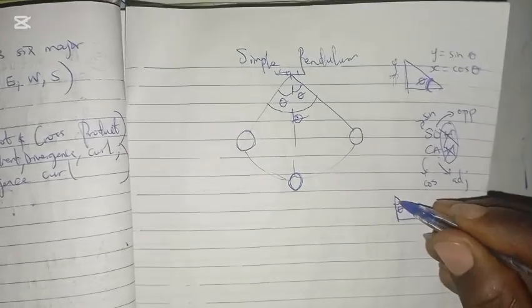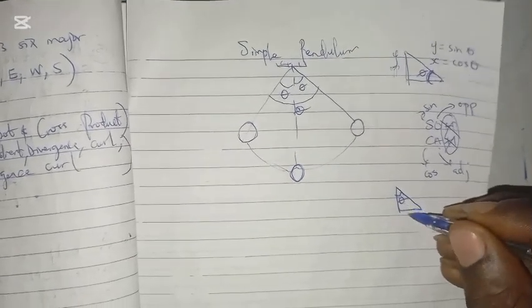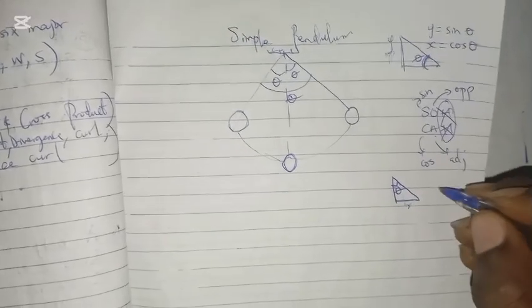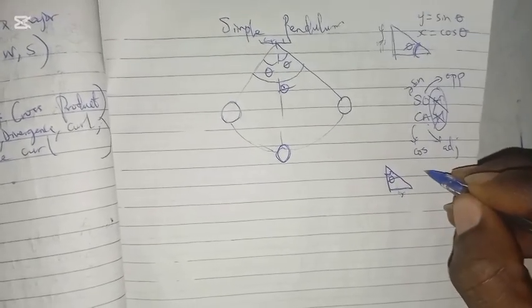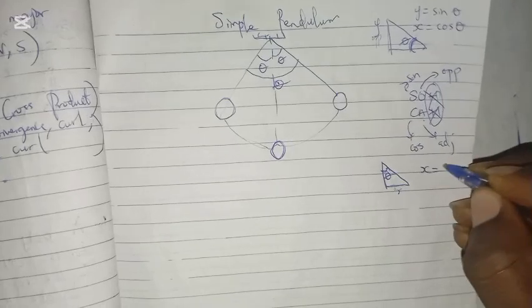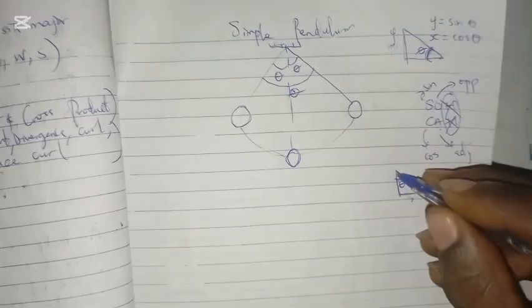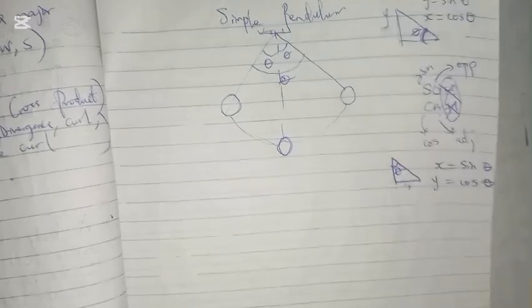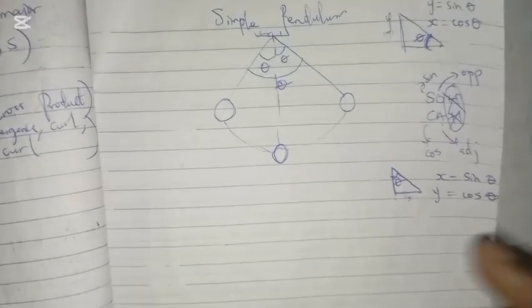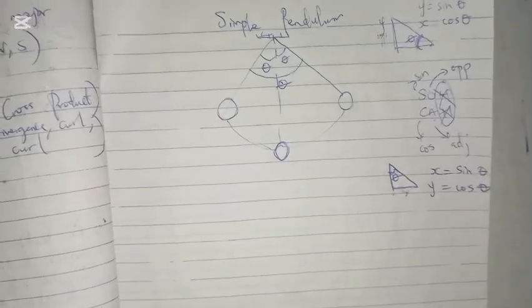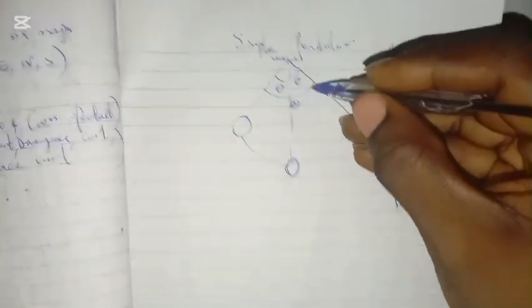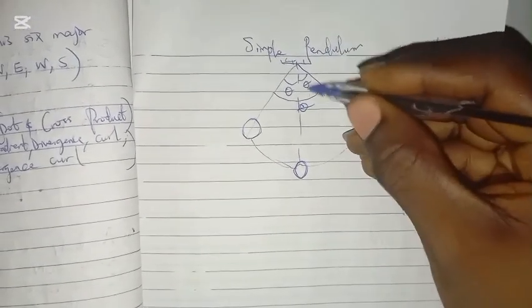So notice that if this is the angle theta, which side is the opposite? This side. And notice that anything here is the x axis. So when the angle is made with the vertical, x is always sine theta. That means the remaining side is always cos theta. So in the case of the simple pendulum, notice that this is the angle and it is looking this way.